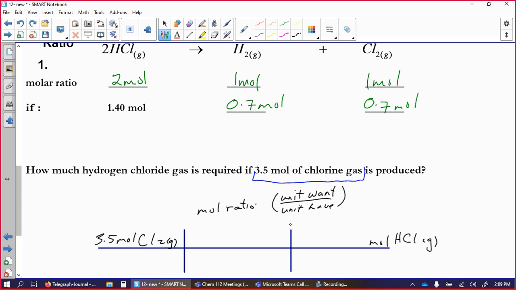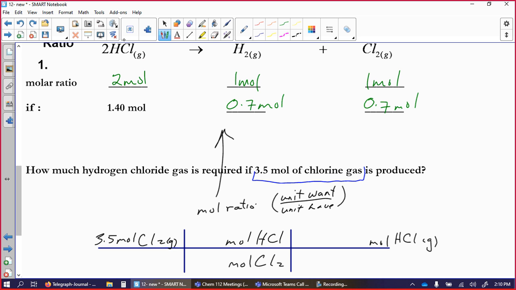What unit do I have? Moles of chlorine. What unit do I want? Moles of HCl. So now we need to find these numbers, and this ratio comes from a balanced equation.